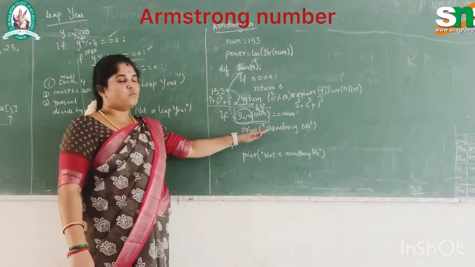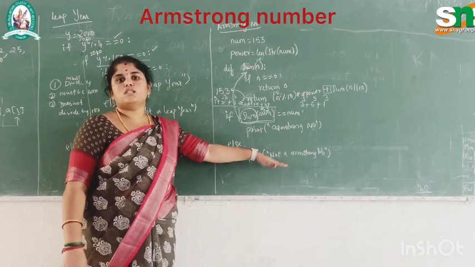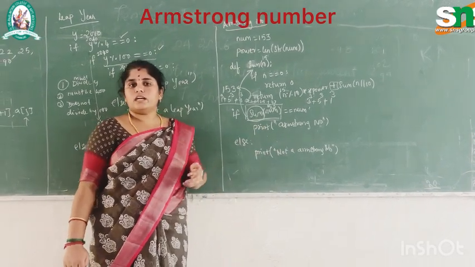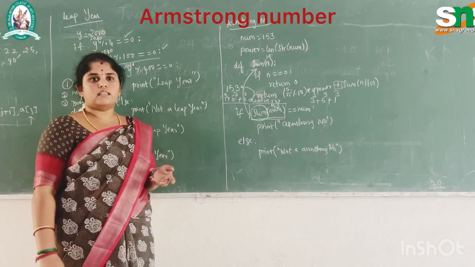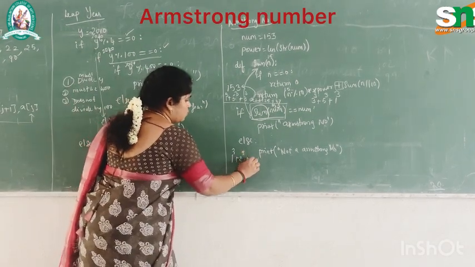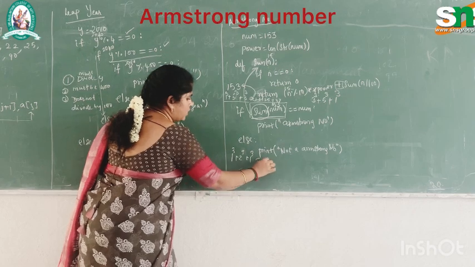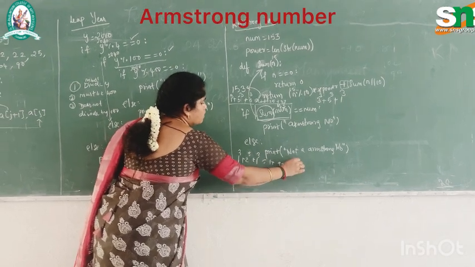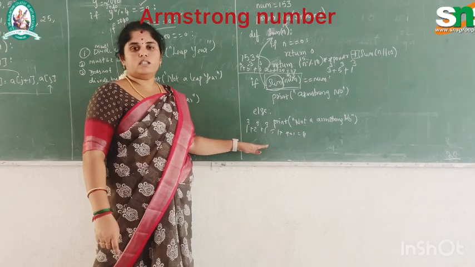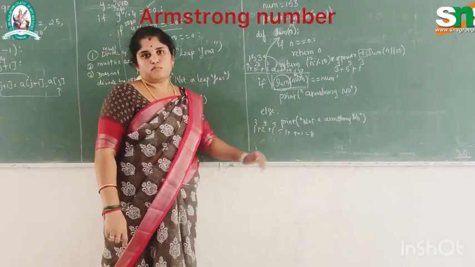You can check with another number also, for example 121. 121 is not an Armstrong number. How do we tell that it is not an Armstrong number? 1 cube plus 2 cube plus 1 cube gives 1 plus 8 plus 1, which is 10. So 121 is not equal to the sum of its cubes. That's why I said 121 is not an Armstrong number.